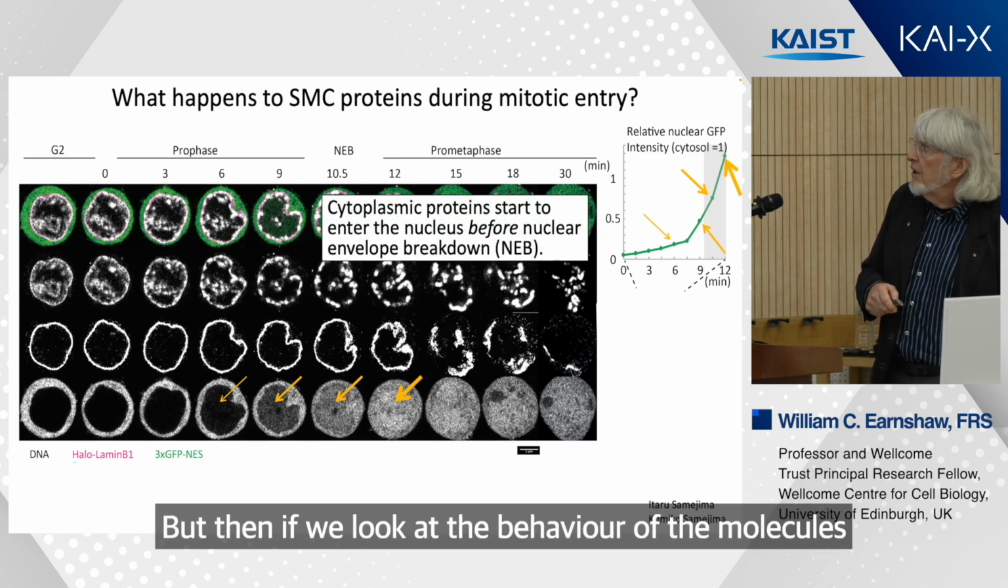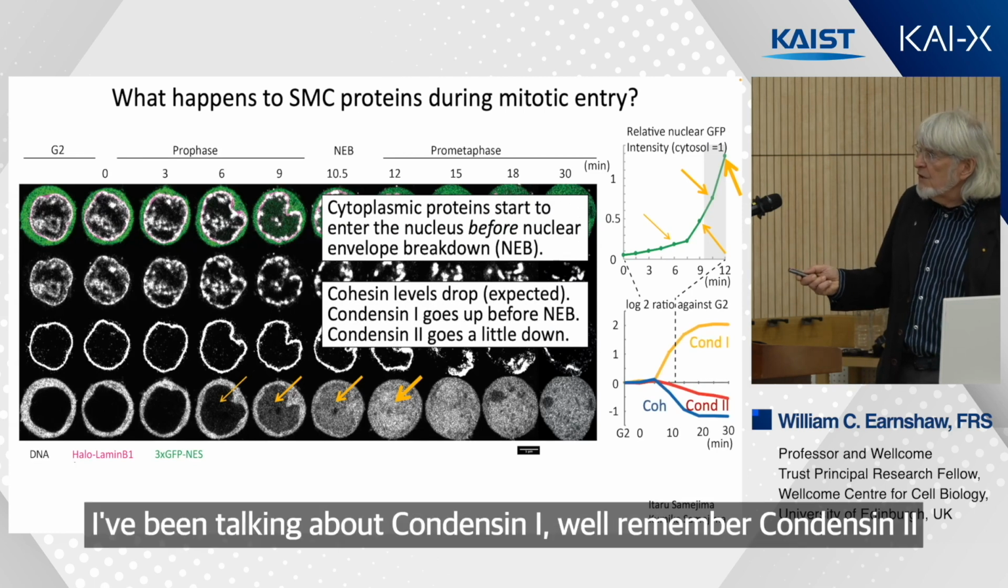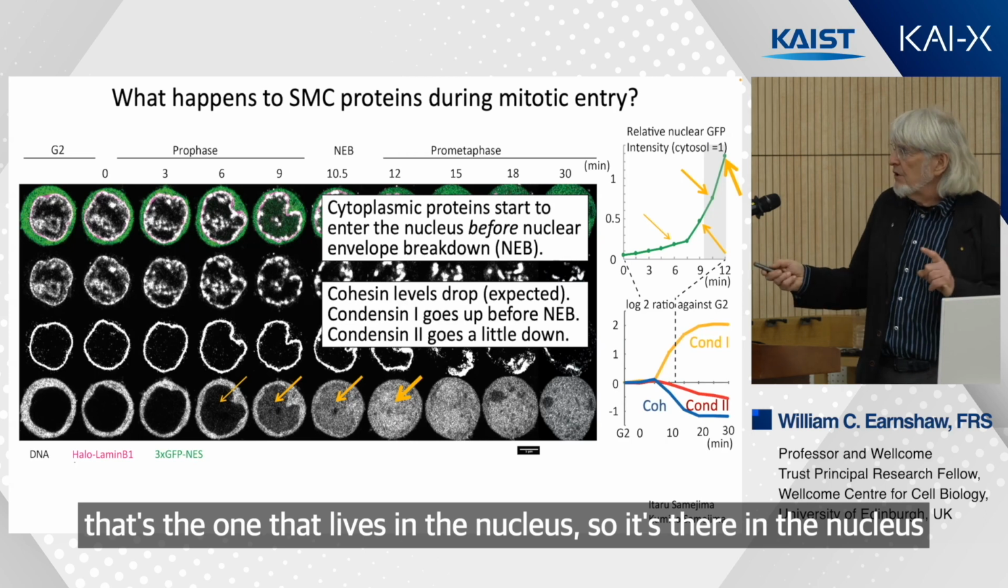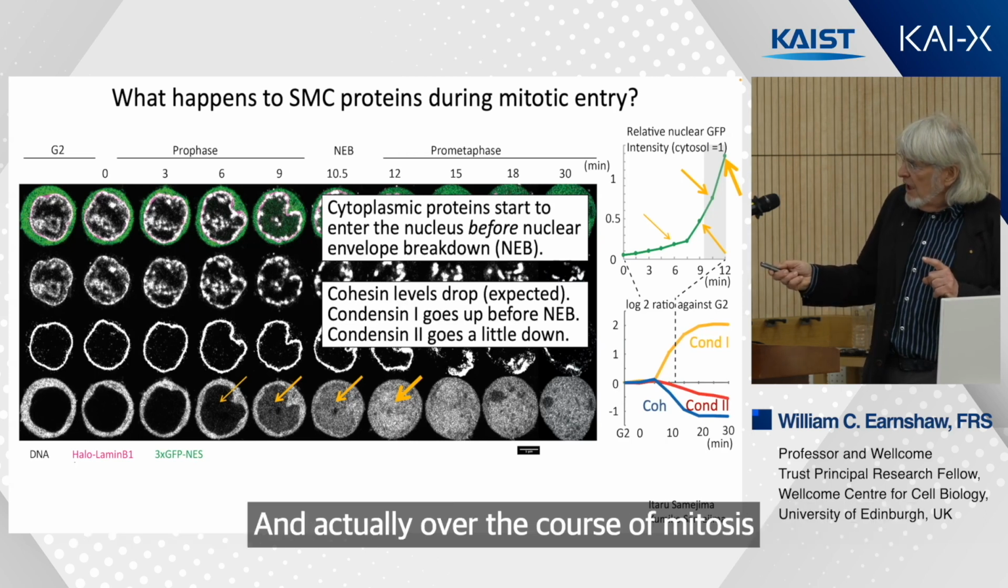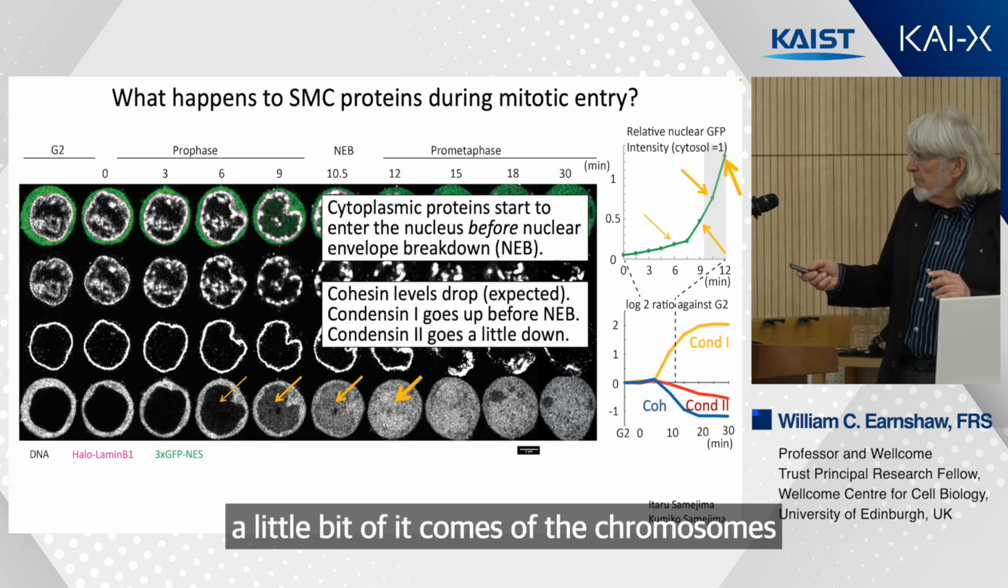But then if we look at the behavior of the molecules I've been talking about, condensin 1, well, remember, condensin 2, that's the one that lives in the nucleus. So it's there in the nucleus. And actually, over the course of mitosis, a little bit of it comes off of the chromosomes.